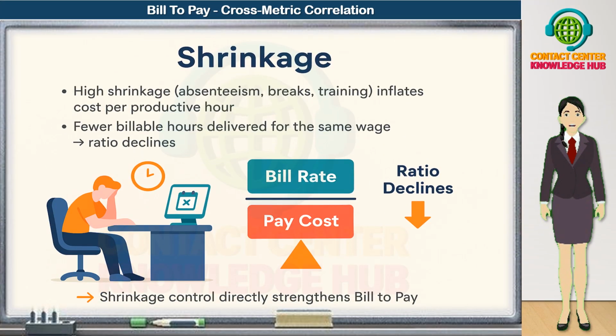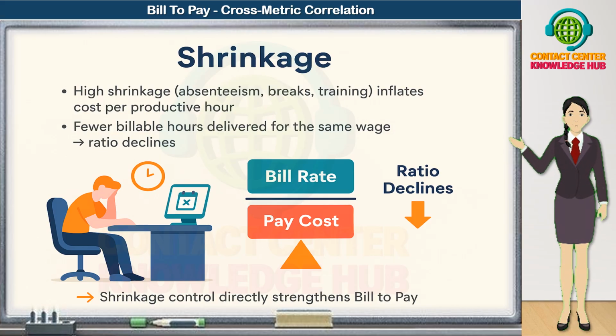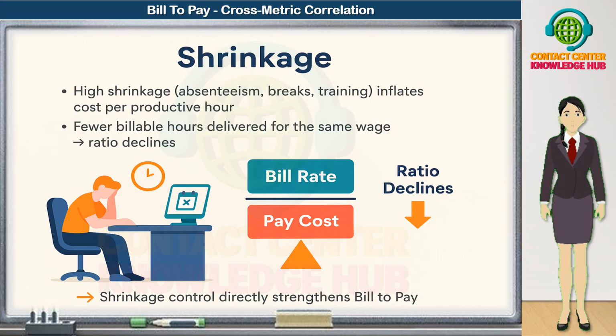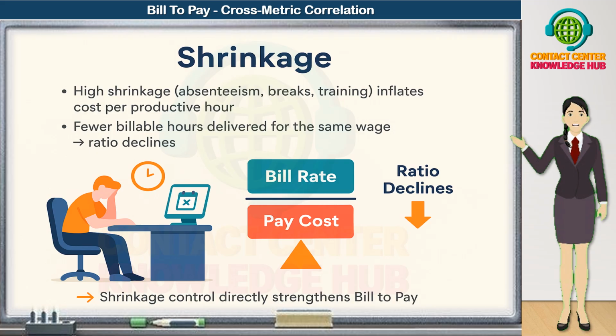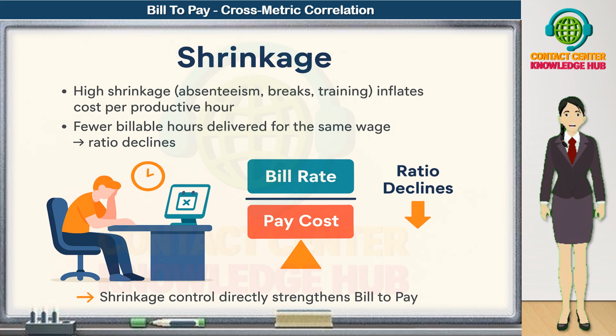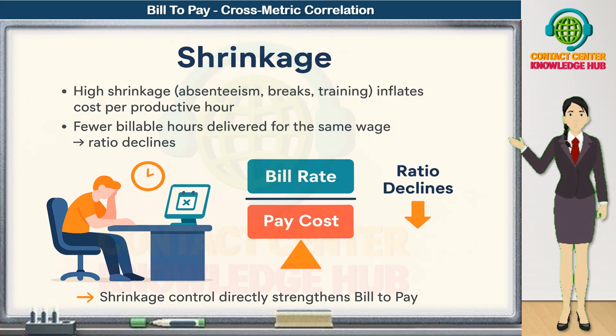Let's now look at how shrinkage impacts the bill-to-pay ratio. When shrinkage is high, whether it's due to absenteeism, excessive breaks, or long training sessions, the cost per productive hour increases. You're still paying the same wages, but delivering fewer billable hours. This weakens the denominator's efficiency and causes the bill-to-pay ratio to decline.